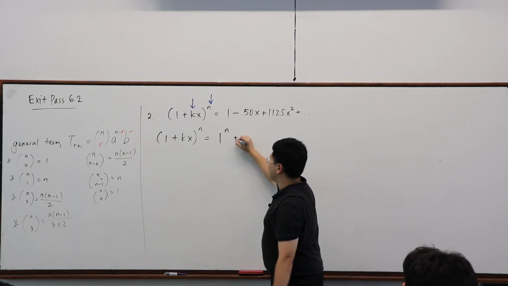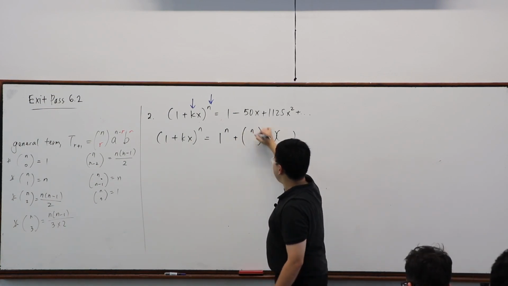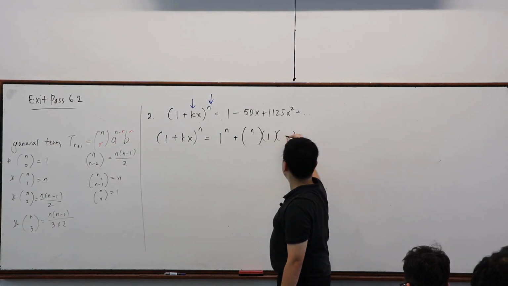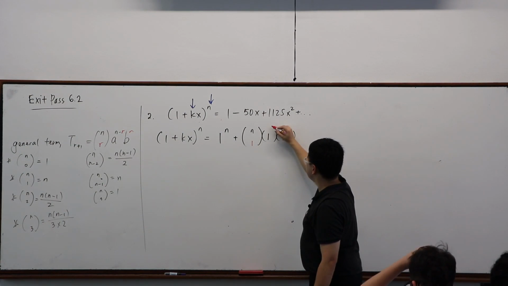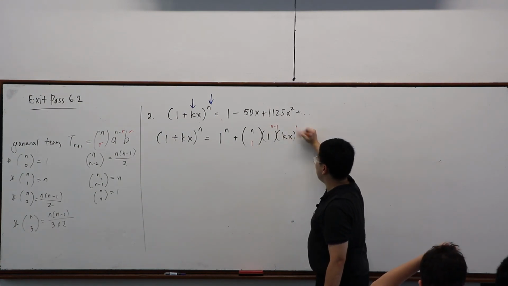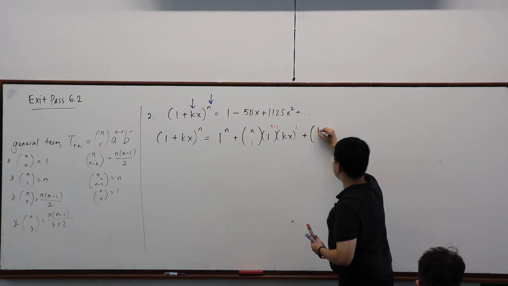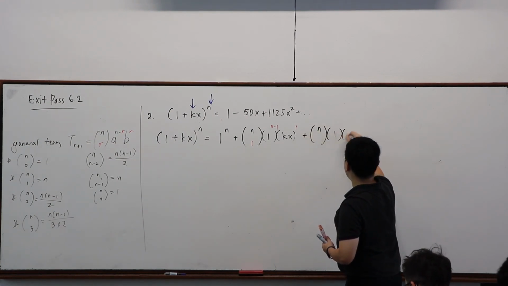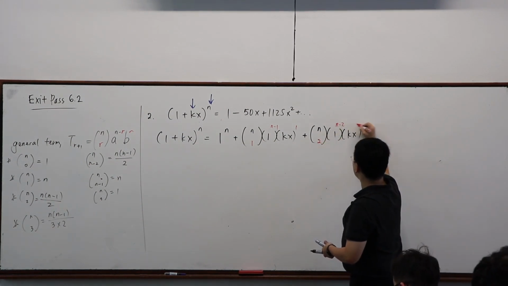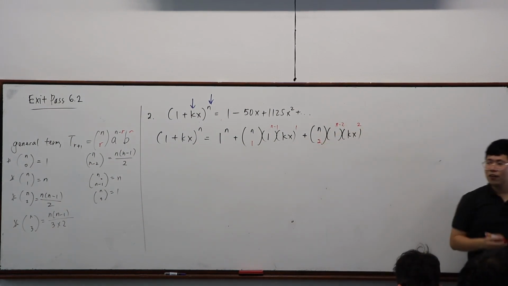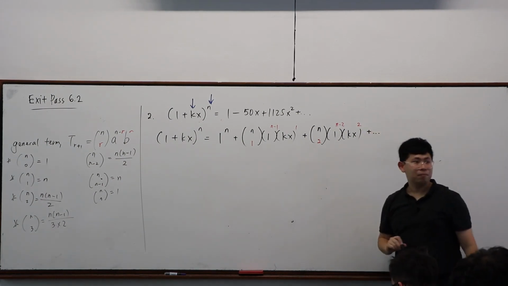The next one, so let's do the format. This is n, this is 1, b is kx. So this is 1, this is n minus 1, this is 1. Next, the next term, n choose something, 1 and kx. Let's play with the power. This is 2, this is n minus 2, this is 2. Do we need to expand more? Don't need. We let it be.